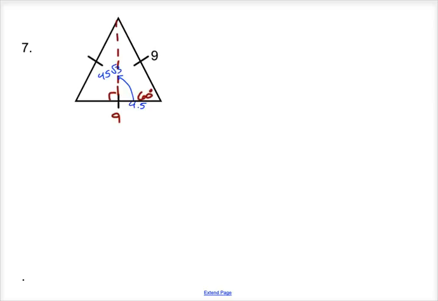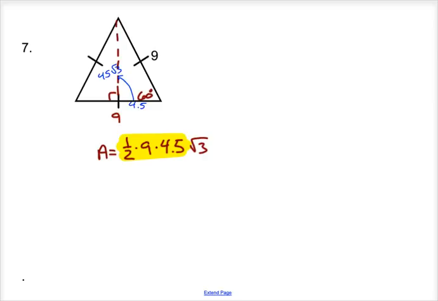Now for my final answer. I know that the area of a triangle is 1/2 the base, and the entire base is 9, times the height, which is 4.5 square roots of 3. Now multiplying all of this together. Well, I'm going to multiply all of these leading numbers out in front, and the square root of 3 portion isn't going to change at all.